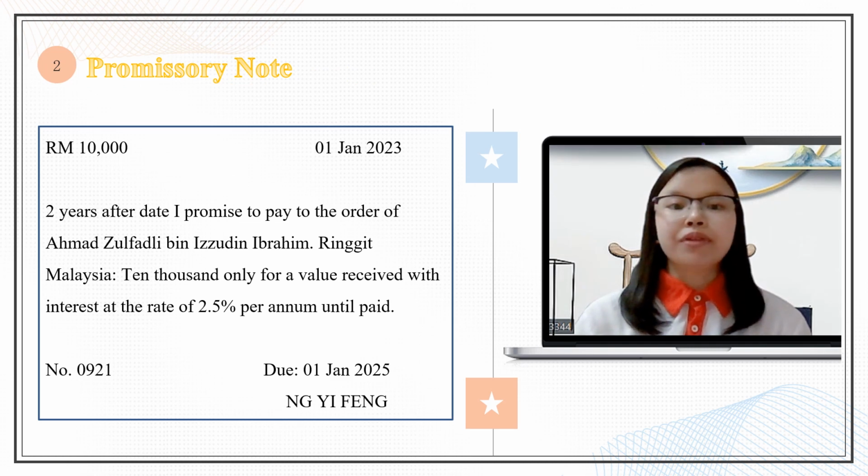I have drawn up a promissory note for 2 years after 1 January 2023. I will pay 10,000 ringgit for value received with 2.5% interest rate to the order of Ahmad Jufradin bin Ijudi Ibrahim.